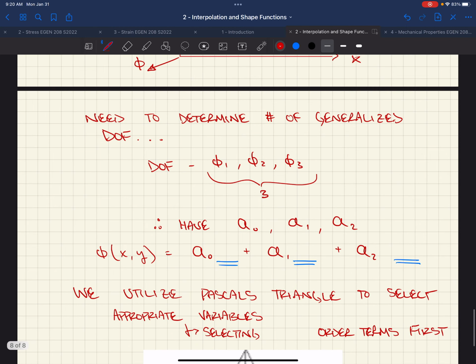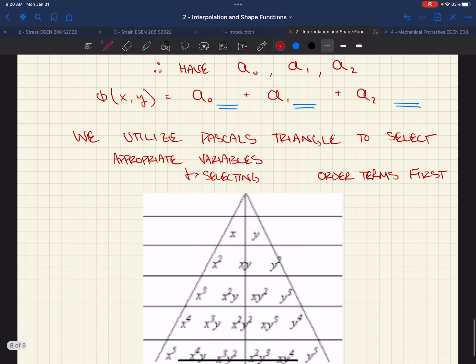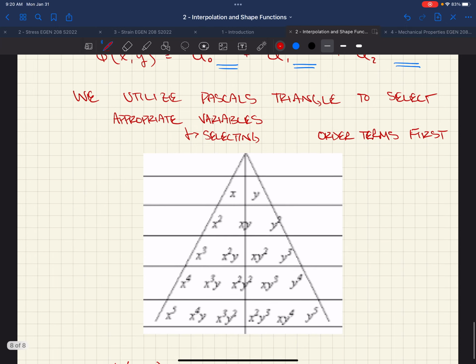Well, the way in which we do this with respect to 2 variables is look at what's called Pascal's triangle. Pascal's triangle is a depiction of a polynomial to the nth power, essentially 1 plus x times 1 plus y to the nth power.